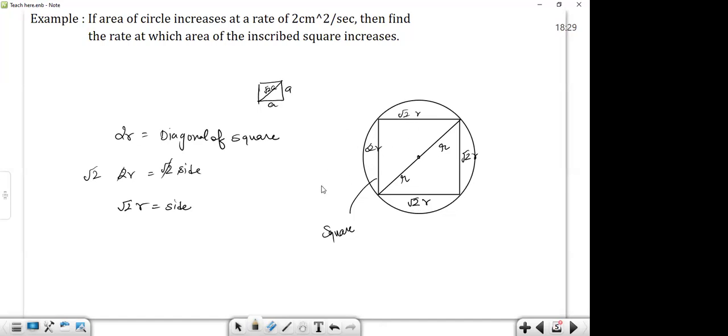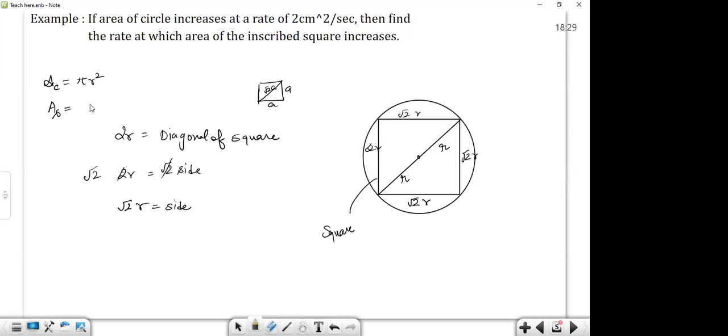Okay, so now what we have to find is the area of the circle. What is the area of the circle? If we have r as the radius, it is pi r square. This is the area of the circle. What will be the area of the square?